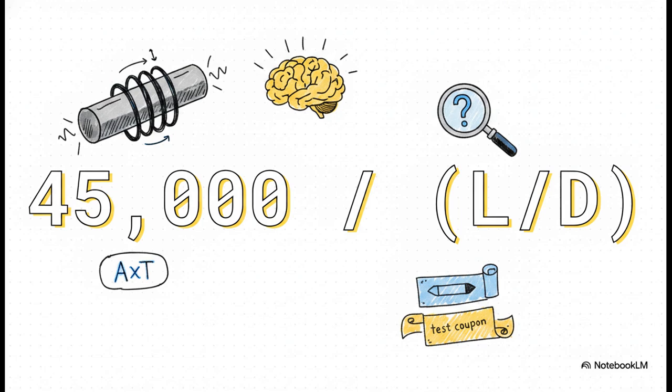All right, I need you to burn this next formula into your memory. Ampere turns equals 45,000 divided by the length over diameter ratio. What's this actually for? It's the standard empirical formula used to calculate longitudinal magnetization when you're using an encircling air core coil. So if you hit a question asking how to calculate ampere turns for a simple part inside a coil, you are looking for 45,000 divided by L over D.